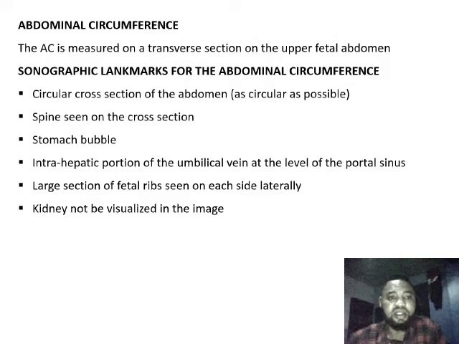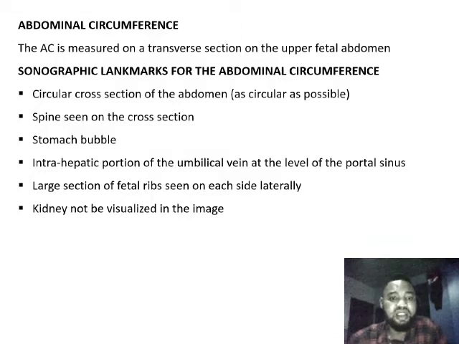Abdominal circumference. Abdominal circumference is measured on a transverse section on the upper fetal abdomen. Sonographic landmarks for the abdominal circumference. The first one is a circular cross section of the abdomen. You ensure the abdomen is as circular as possible.